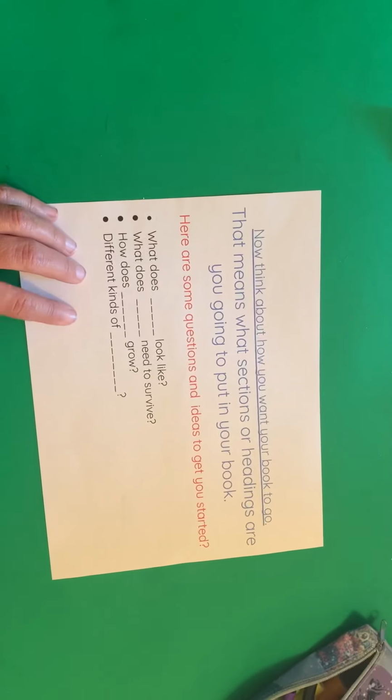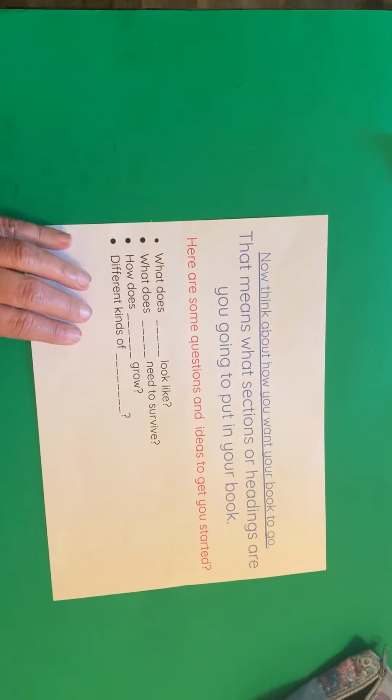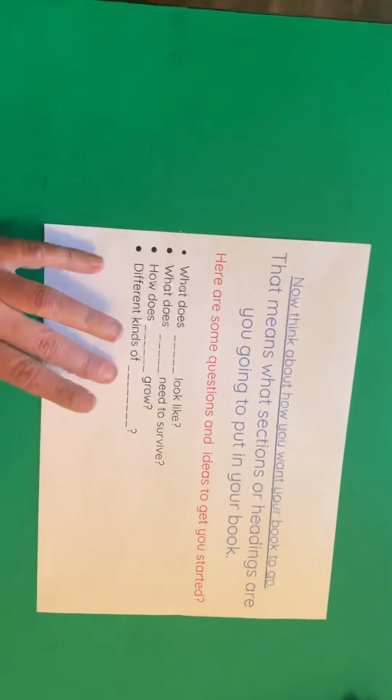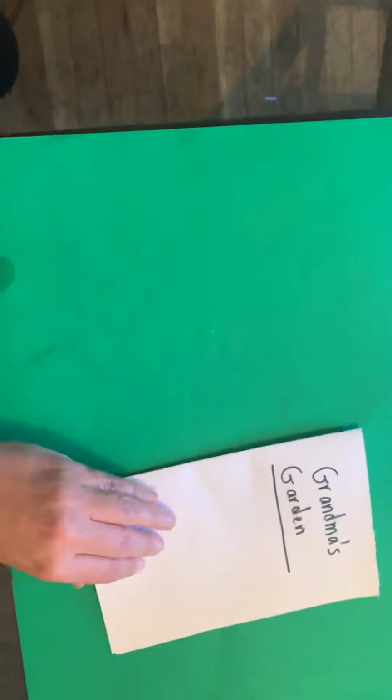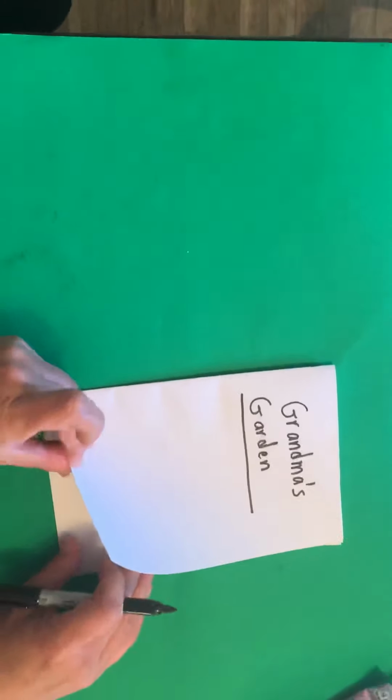And if you're writing about roses or trees, you could say different kinds of roses, or I can say different kinds of gardens, or you could say different kinds of trees. That could be a section in your book. Okay, so I'm going to come back to my book, Grandma's Garden, and I'm going to think about the questions.